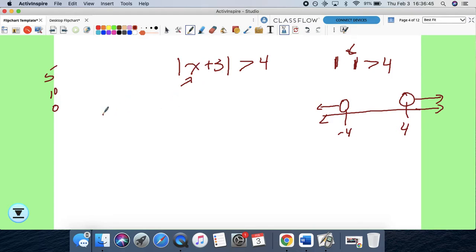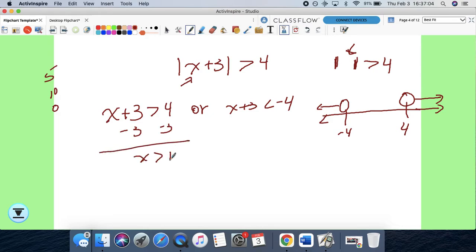So in this case, x plus 3 has 2 conditions. This x plus 3 has to be greater than 4, or x plus 3 has to be less than -4. So yeah, 2 conditions. So x is greater than 1, and subtracting 3 from -4, x is less than -7.